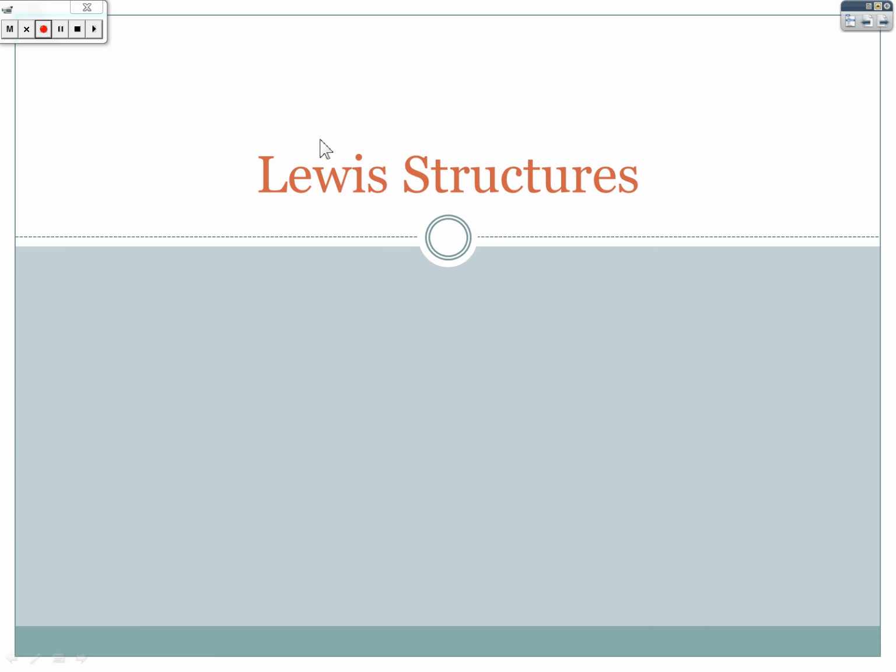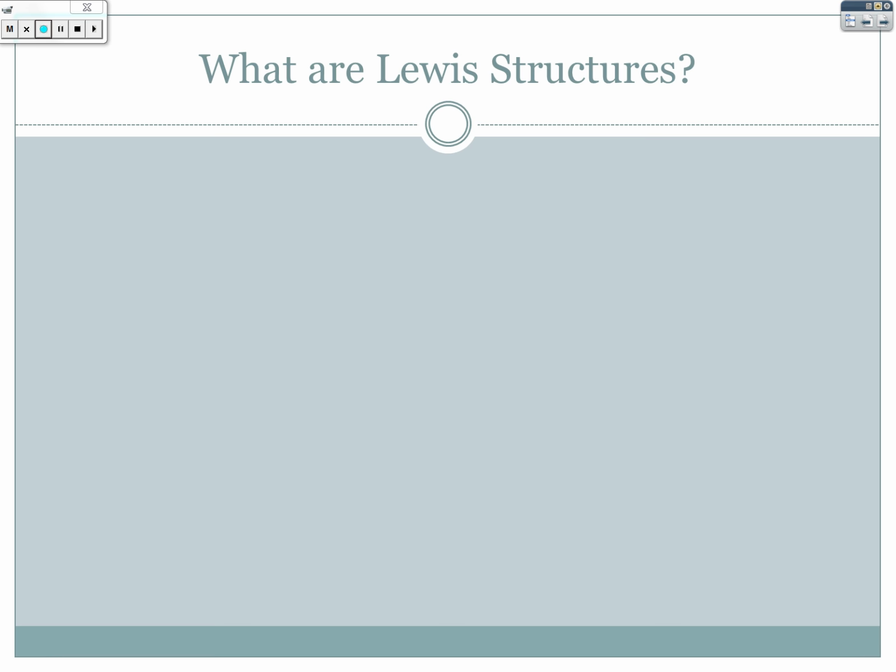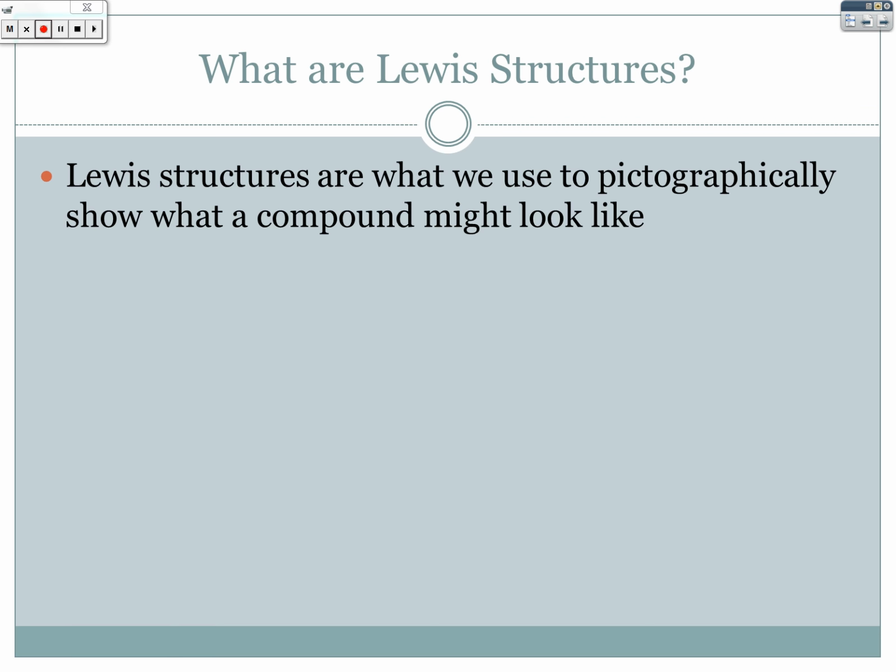Alrighty, good evening. Today we're going to be talking about Lewis structures. So what are Lewis structures? And these are different than Lewis dot diagrams. Lewis structures are what we use to pictographically show what a compound might look like. You can say pictograph or a diagram or a sketch. So it's kind of how we visually see what a compound might look like.